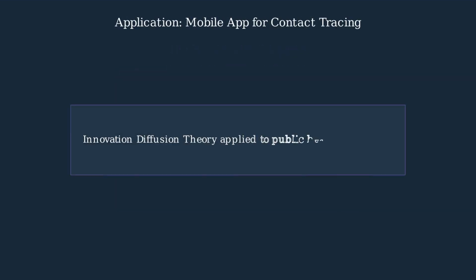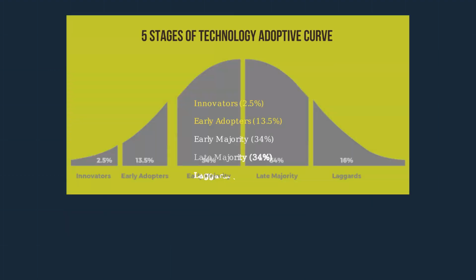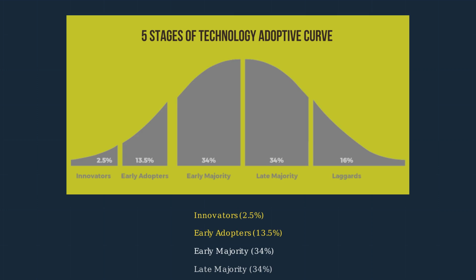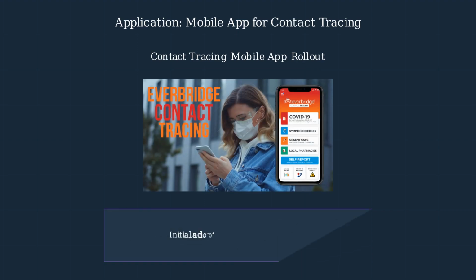Let's examine how innovation diffusion theory applies to the rollout of a mobile app for contact tracing. Contact tracing apps followed the classic adoption curve, with distinct groups adopting the technology at different rates. The rollout strategy targeted innovators and early adopters first, tech-savvy clinics with resources and interest in new technologies. Apps like Everbridge Contact Tracer were initially adopted by forward-thinking health systems with strong IT departments.